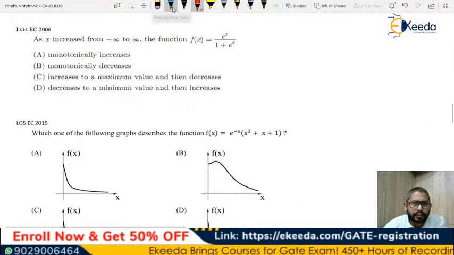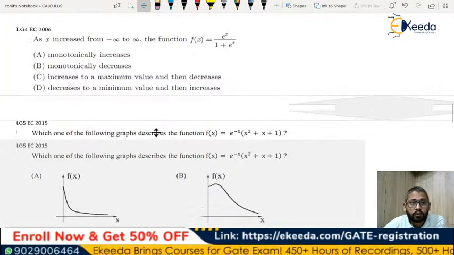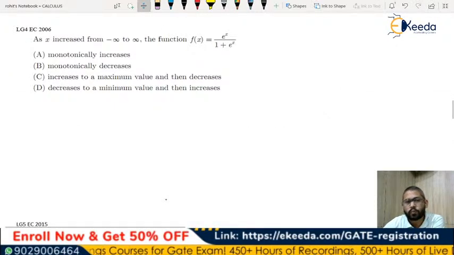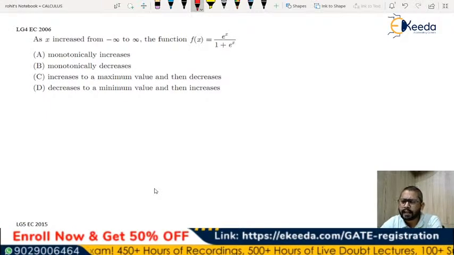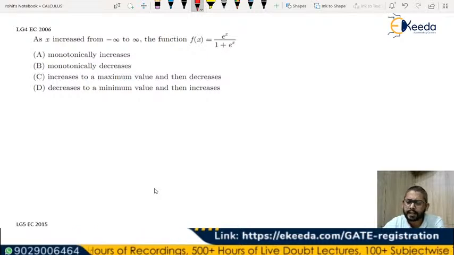This one I'll suggest that you can of course do on your own. It says you have to find the nature of increasing and decreasing. Again, we have to do what? Option D is the right answer, Lokesh.